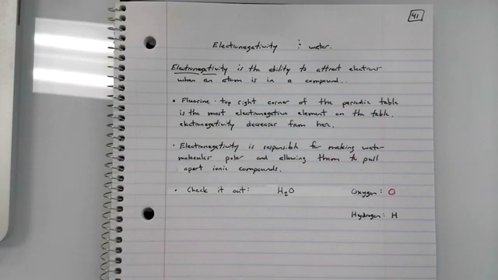All right, this is electronegativity and water. Just go ahead and write down what you see, and then we'll start here in 5 seconds. Okay, check it out. This is what makes water a polar molecule.